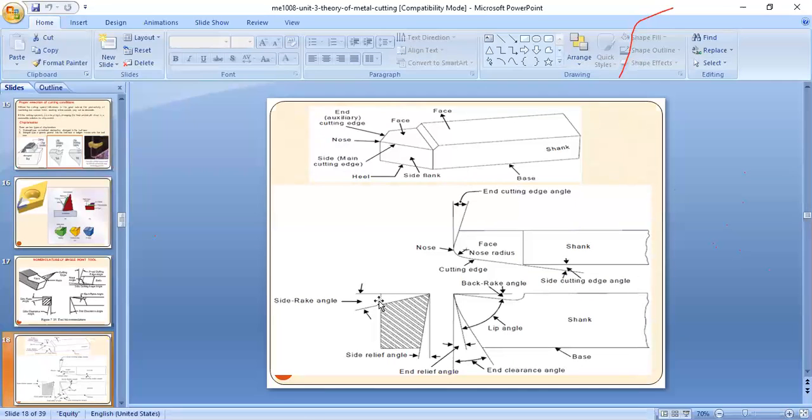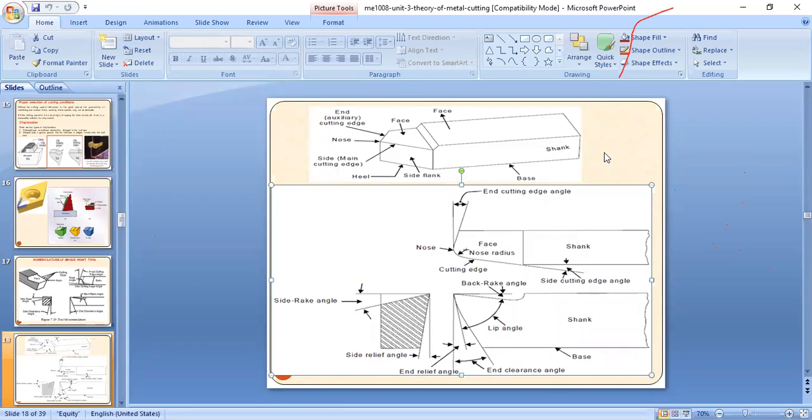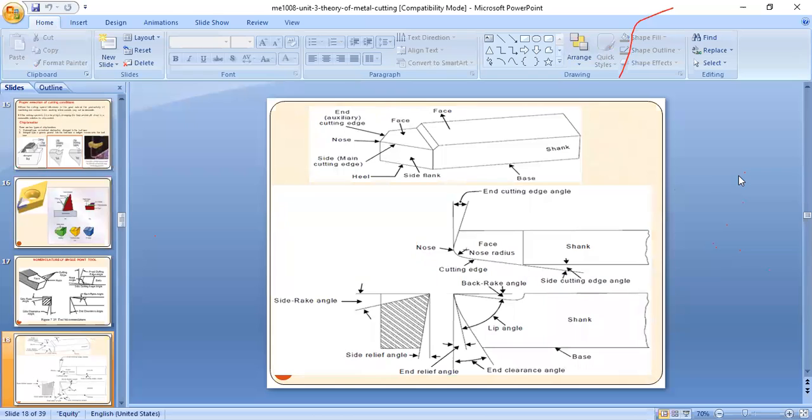This is the side rake and side relief. But whenever we come to the back rake, we have the end relief angle. So that is a very important aspect of the single point cutting tool nomenclature. You have to practice this diagram. I'll be sharing the PPT.